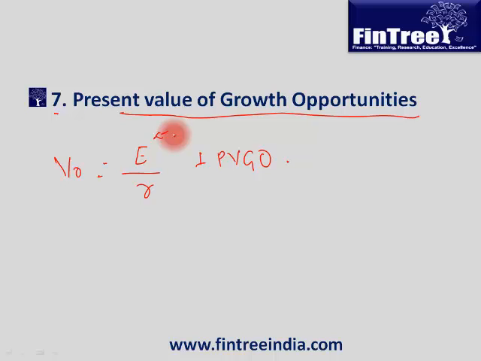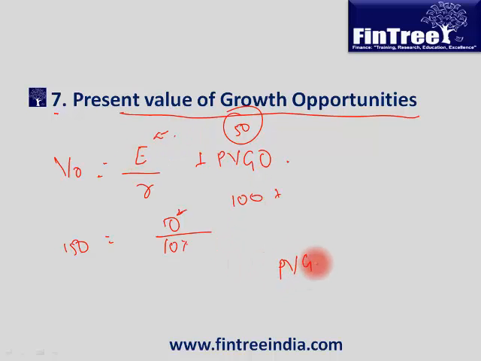Because here the assumption is, what if my current earnings remain constant forever? For example, let us say my earning per share is 10 rupees and required rate of return is 10%. If my earnings remain constant, then value of my stock should be 100. But if the value of my stock is actually 150, then 50 rupees is on account of PVGO. Are you following this? So it does not matter what E we are taking, because we are anyways assuming that E is going to remain constant. So PVGO, present value of growth opportunity, is equal to V0 or P0, current market price of the stock, minus E divided by R.